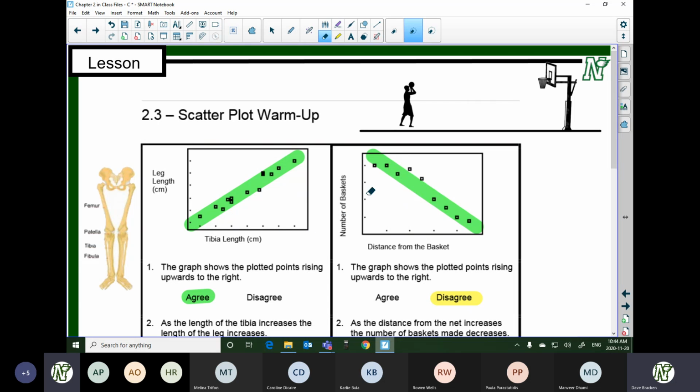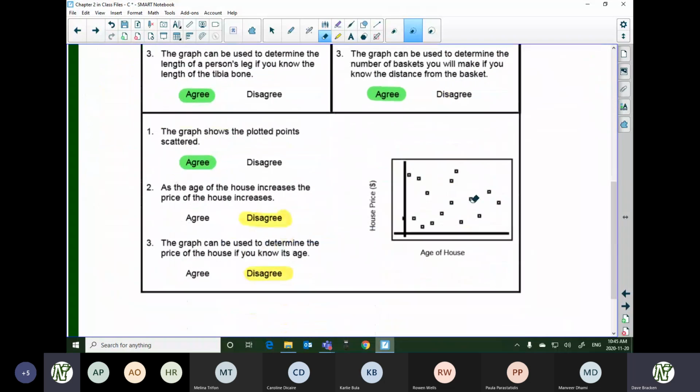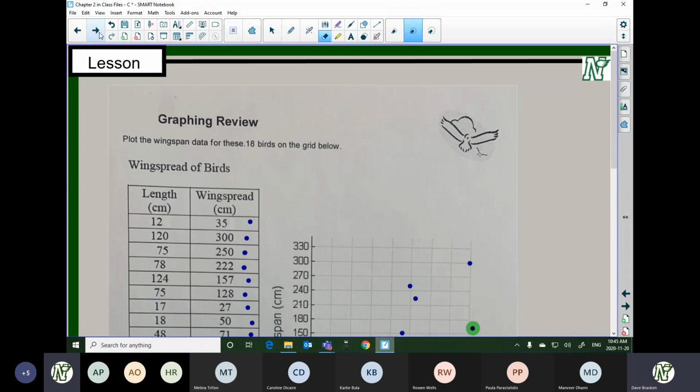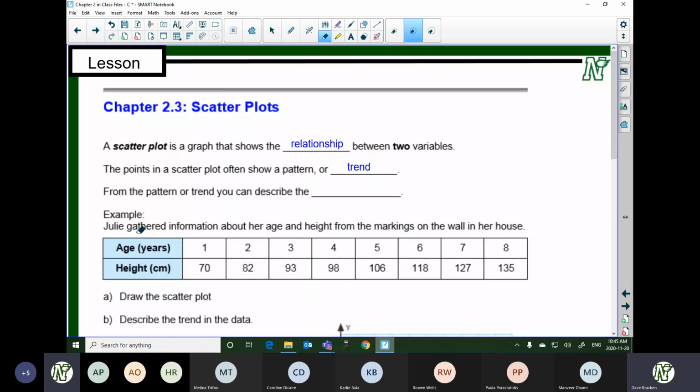There is a trend in this scatter plot. As the distance from the basket increases, the number of baskets made decreases. And there is no trend in this scatter plot, nothing to follow. Often there is a trend, but not always. And from this pattern or trend, you can describe the relationship of those two variables.